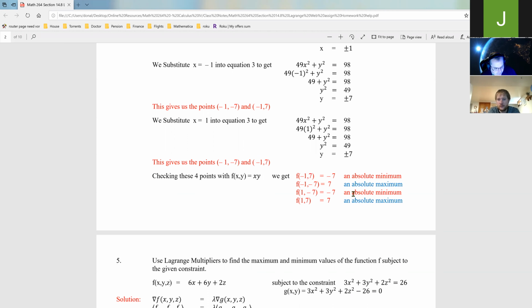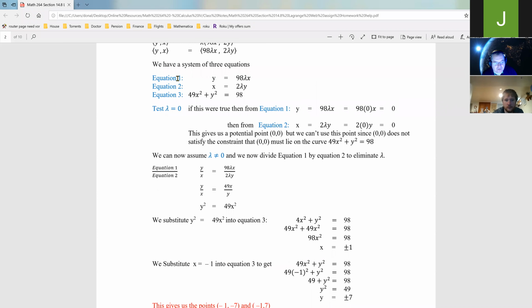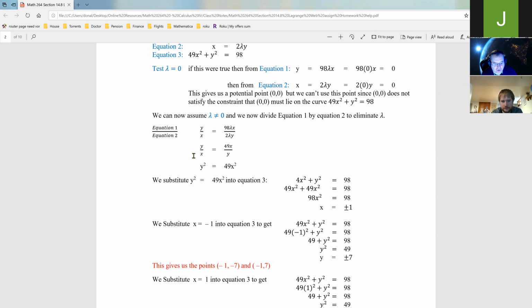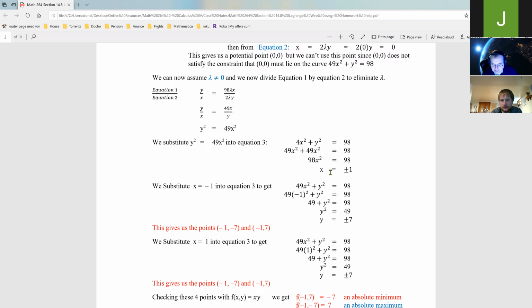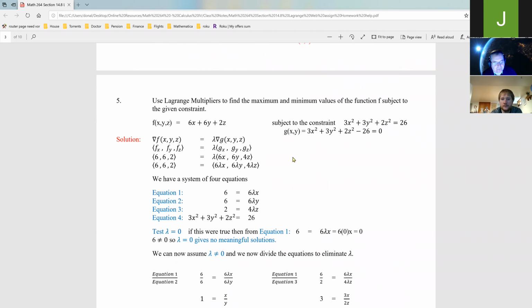Now, I'm zooming through that one, but do you get the flow for how this works? 3 equations, lambda 0, see if you can use it, lambda not 0, divide equation 1 and 2, figure out what the connection between x and y is if you can make one happen, and off you go and do the rest.